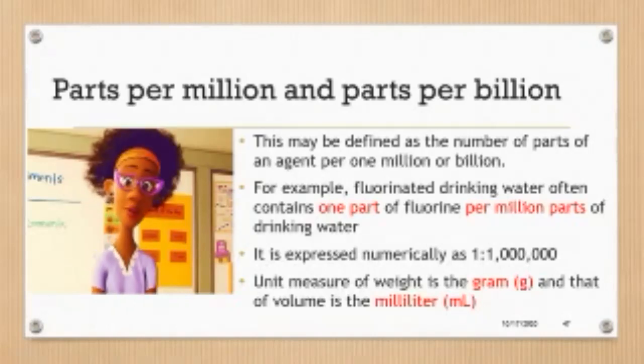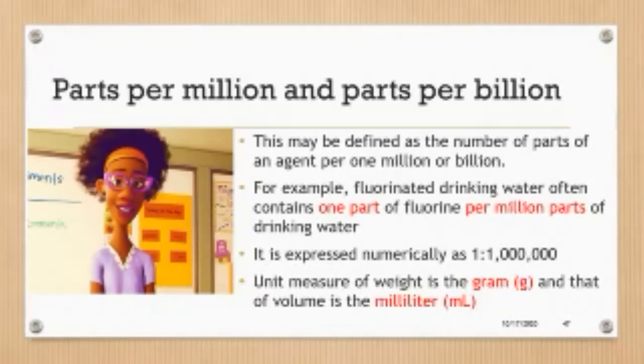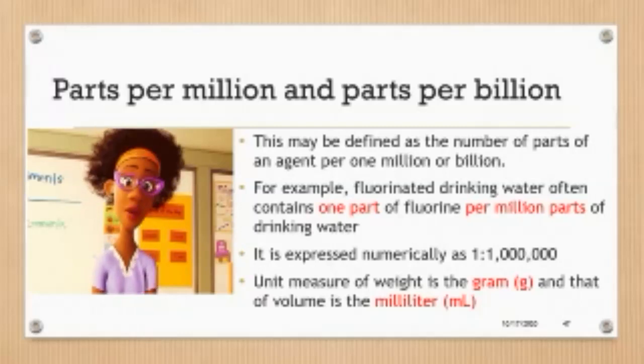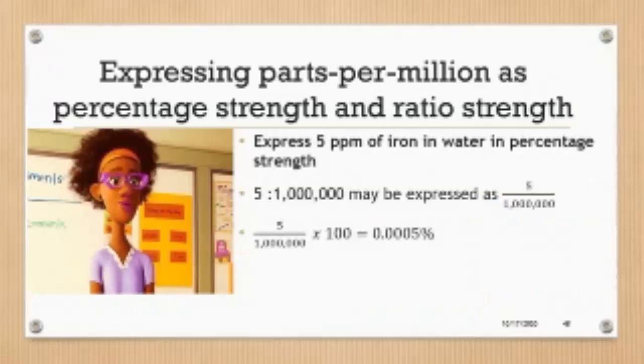So for example, fluorinated drinking water often contains 1 part of fluorine per million parts of drinking water, and it is expressed numerically as 1 in 1 million parts of drinking water. The unit measure of weight is usually grams, and that of volume is usually the milliliter. Okay? So, express 5 parts per million of iron in water in percentage strength.